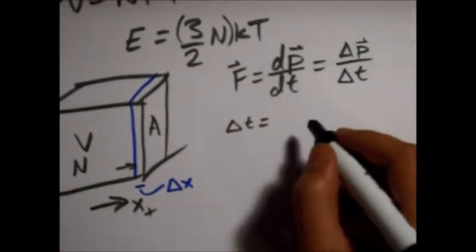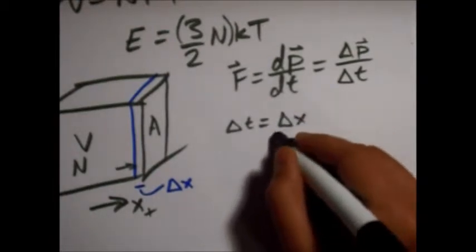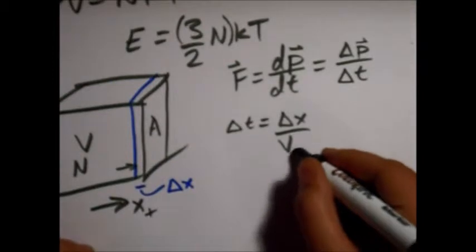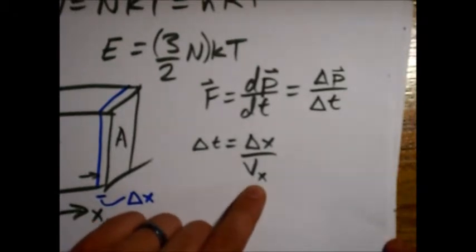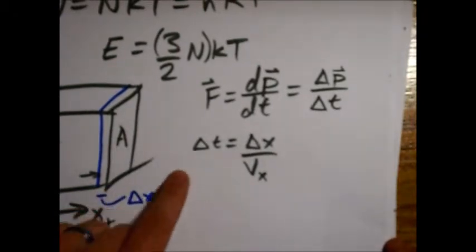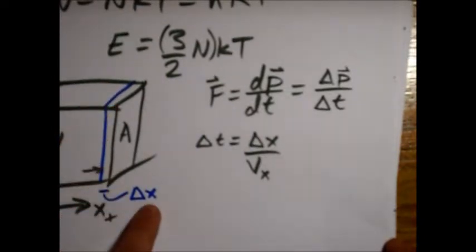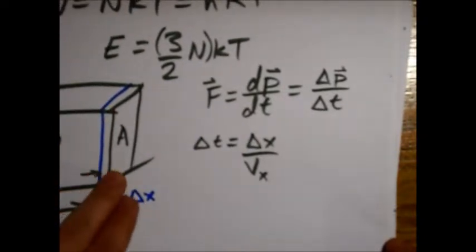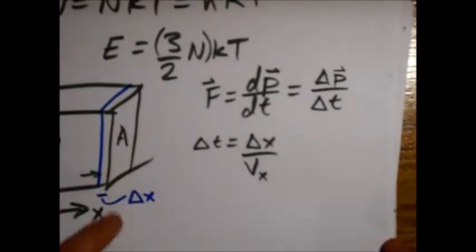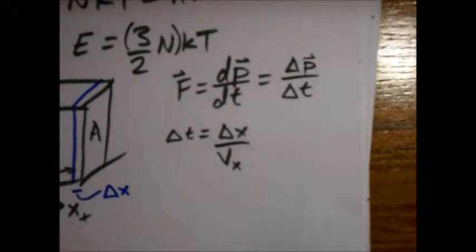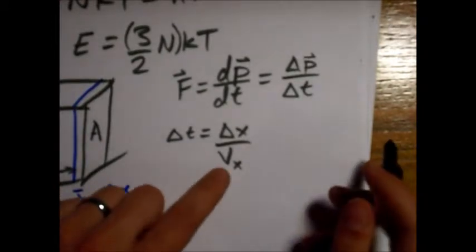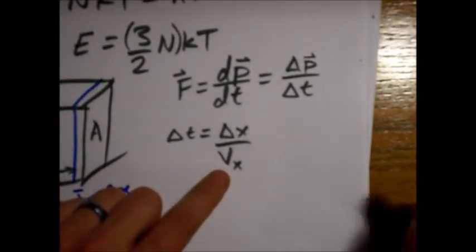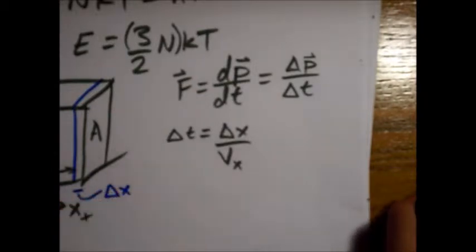So we're going to divide by the velocity in the x direction, because this is how long it takes particles delta x away from the wall to move towards the wall and to hit the wall. All right. So we also need to find an equation for this Vx. Let's see if there's anything else we have to do first. Yeah, we'll just go ahead and do that.